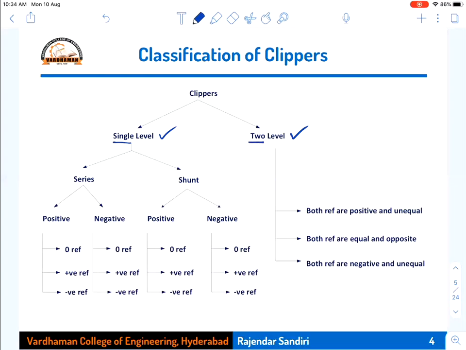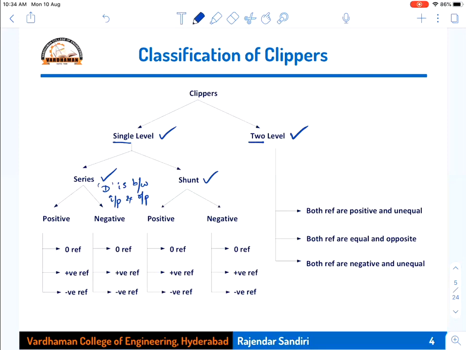Okay. Now in single level clippers there are again series clippers and shunt clippers. The series and shunt clippers are classified based on how the diode is connected in the circuit. In the series clippers, the diode is between input and output. Series means what? Generally if the diode is between input and output, then those are called series clippers.